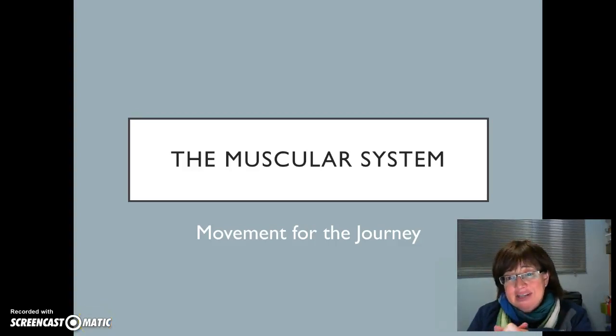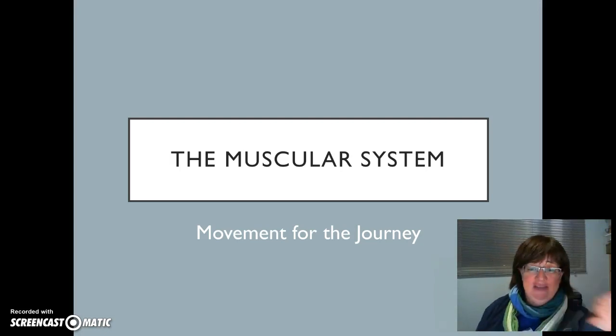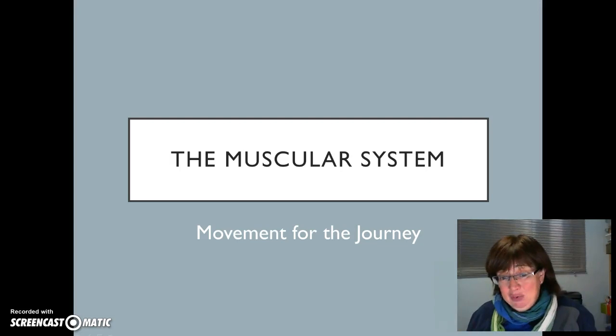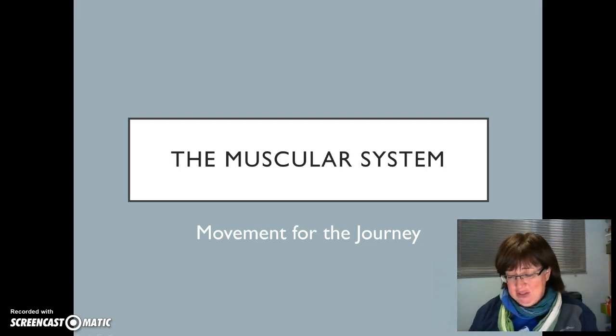Hello, online learners, and welcome to the muscular system, which is Chapter 7. When looking at Chapter 7, please pay attention to the reading guide because not everything in Chapter 7 in the textbook will be covered or is necessary for this topic.